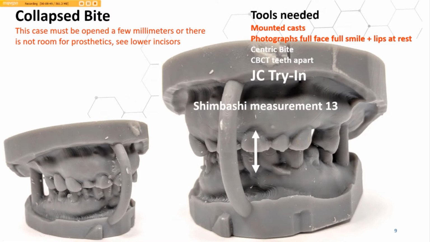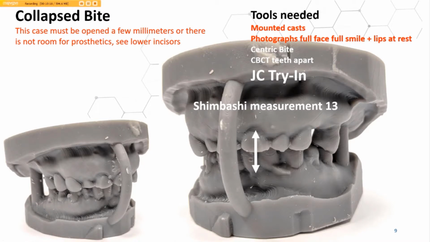Another case where there's a collapsed bite. In this case, we have good centric stops, comfortable with the bite position. However, just taking a Shimbashi measurement, we'll notice that it's only 13 millimeters, meaning the patient needs to be opened up maybe 5 millimeters. And that is for prosthetic space. One option is to just reduce the bone in order to achieve the space, but that's not always feasible. Often opening the bite is needed.